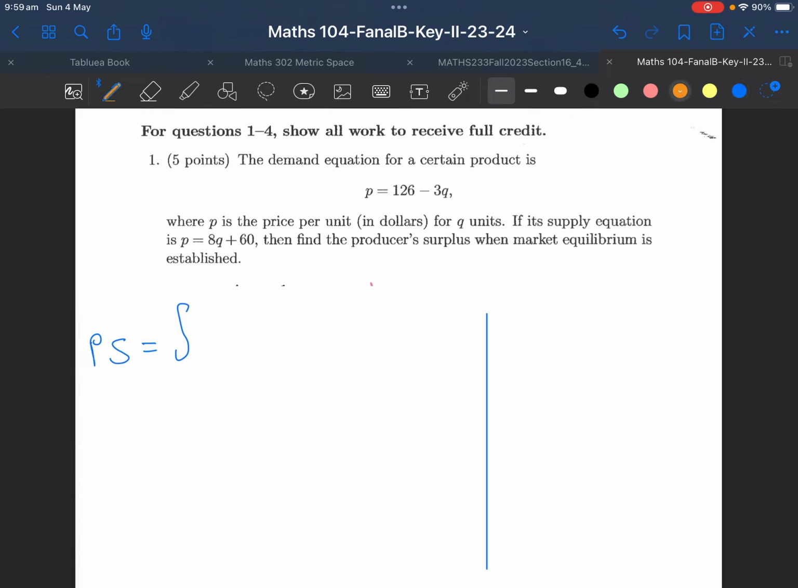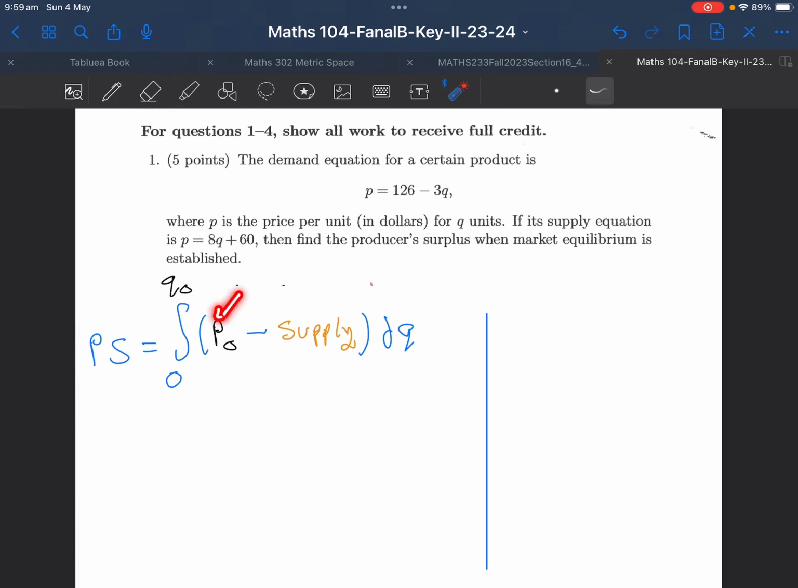For the producer surplus, the equation was you take the equilibrium price minus the supply function, dq. That's the formula. Of course, you have to start from 0 to Q naught. Now, there are 2 pieces of information that I don't have yet. What is the equilibrium price? What is the equilibrium quantity?